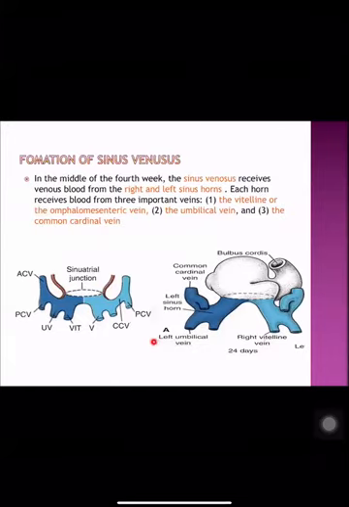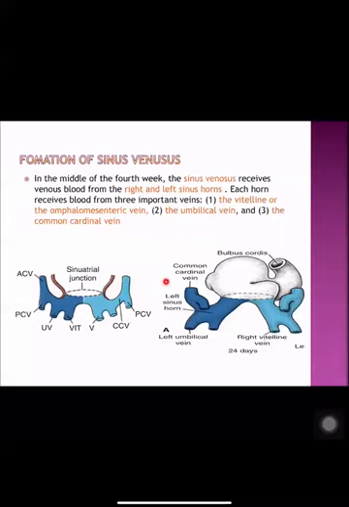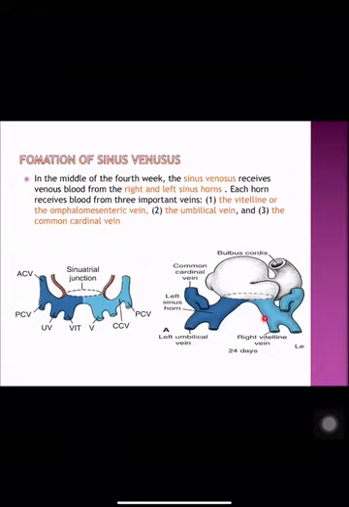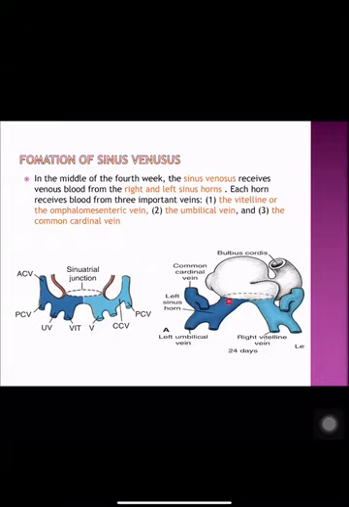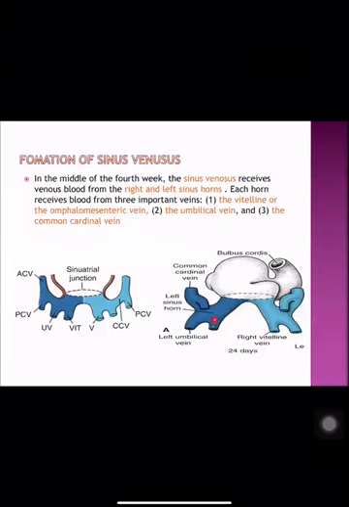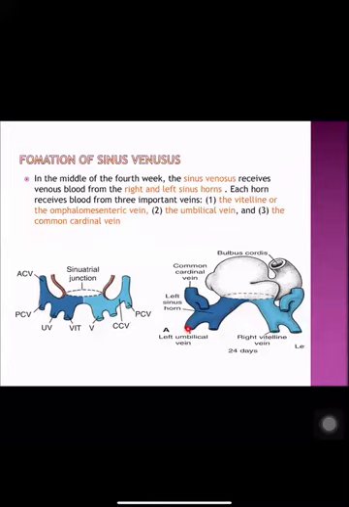Now, formation of the sinus venosus. What I mean by this is the formation of the venous inflow of the heart, the opening for the superior and the inferior vena cava. How will it occur? In the middle of the 4th week, we will have a sinus venosus connected to the atrium. This sinus venosus will receive the blood from the 2 sinus horns, right and left. And these horns will receive the blood from 3 veins: the vitelline vein, umbilical vein, and the common cardinal vein.